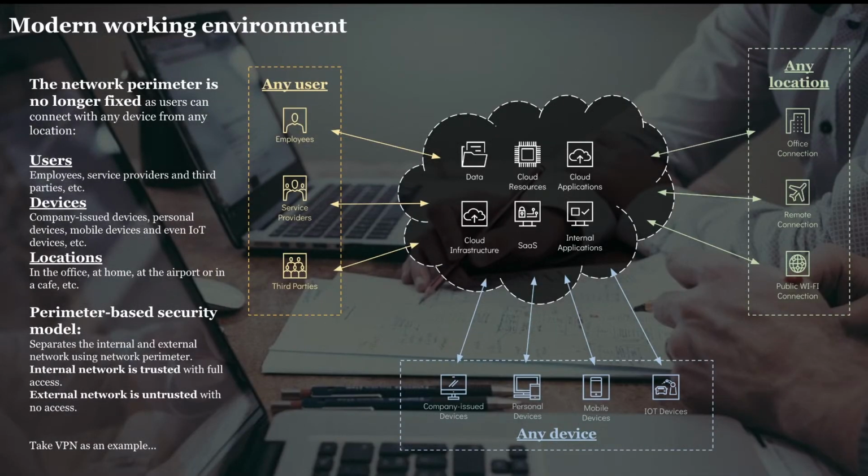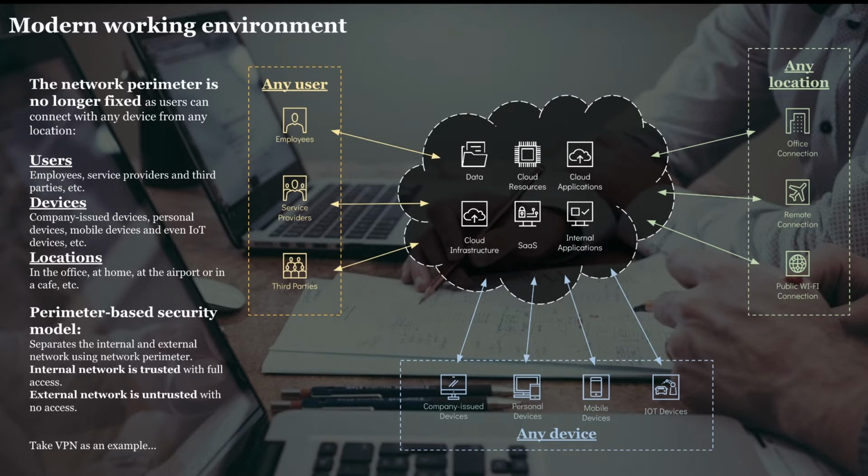Today, enterprise working environments become more complex and diversified as they operate hybrid environments, including on-premise, remote infrastructures, and cloud services. The network perimeter is no longer fixed. First, users including employees, service providers, and third parties may work remotely. Secondly, different devices such as company-issued devices, personal devices, mobile devices, and even IoT devices may be applied. Furthermore, connections may be requested from different locations like in the office, at home, at the airport, or in a cafe, and with trusted or untrusted public or private internet.